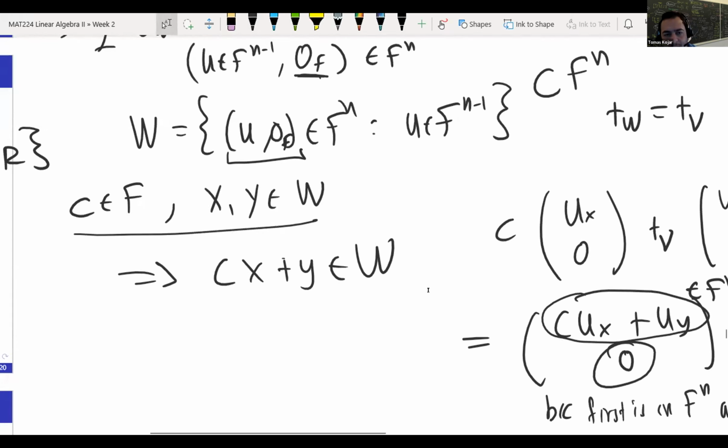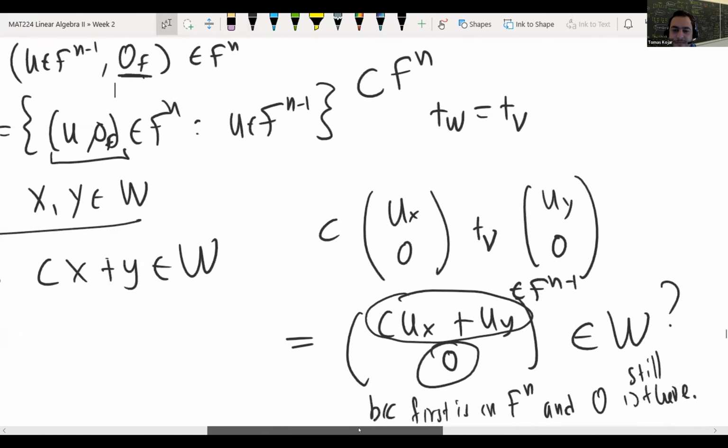There are cases where showing subset, like with matrices, is very tricky. But here, it's easy. Okay, so we showed closure. So that's it. It's really that easy.